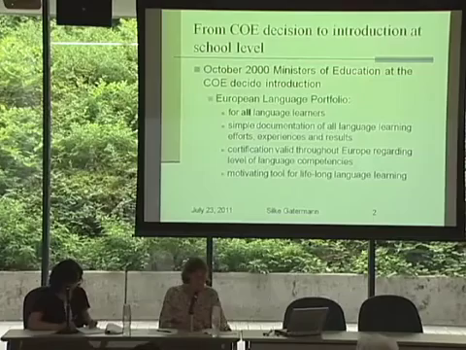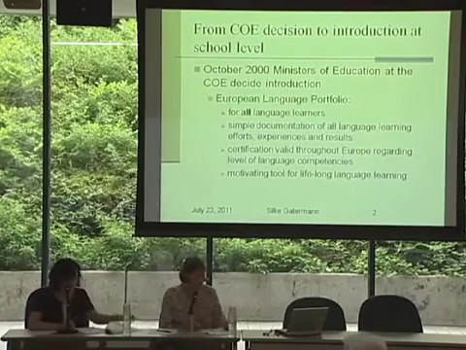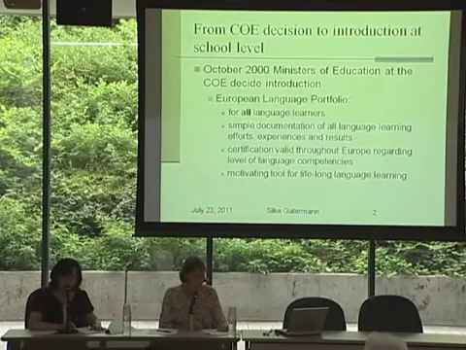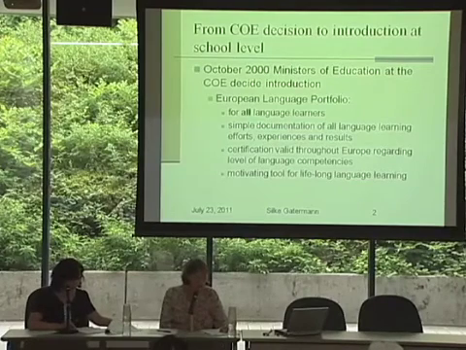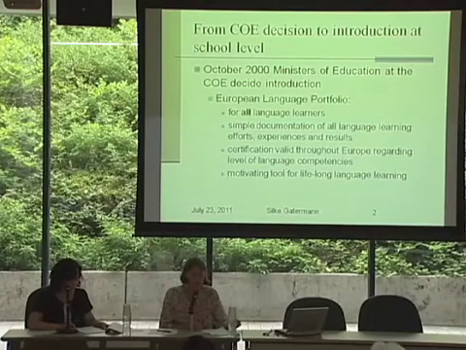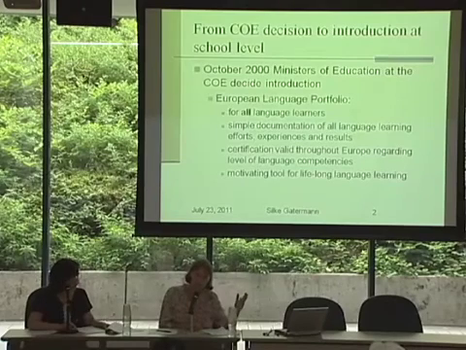The aim is European citizens should be able to speak two other European languages apart from the mother tongue. So this includes, for example, mother tongue could be Turkish, but two other foreign languages, European languages, should be spoken by the end of one's schooling or training in jobs.